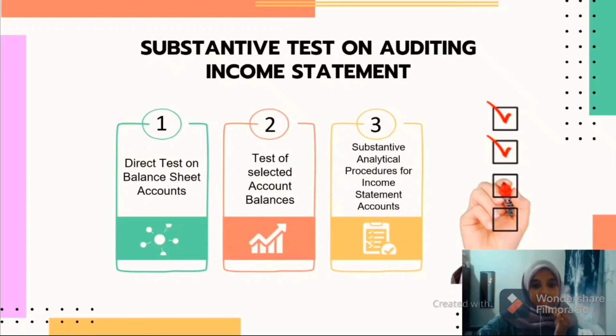And the last way for substantive testing in auditing the income statement is the test of selected account balance. As we have discussed in the audit procedure earlier, the auditor will analyze in detail all the transactions occurring in each account, so auditors may request all the supporting documents that relate to the selected account balance to be tested. It is needed to verify the transactions by examining them.